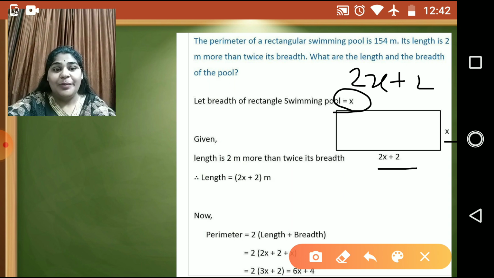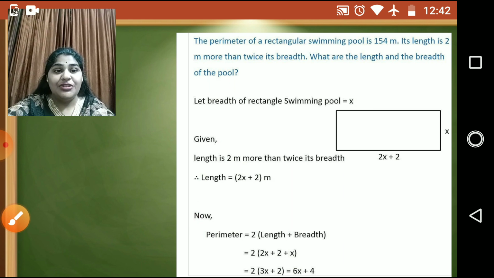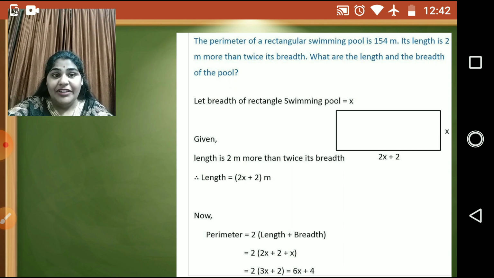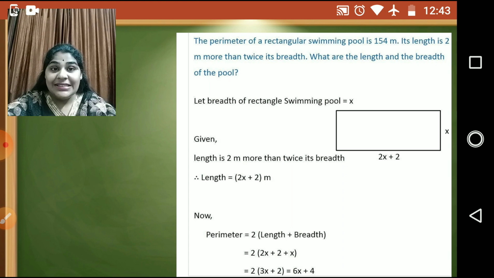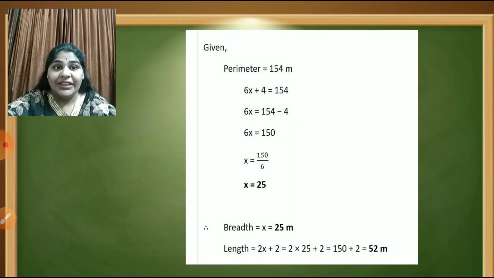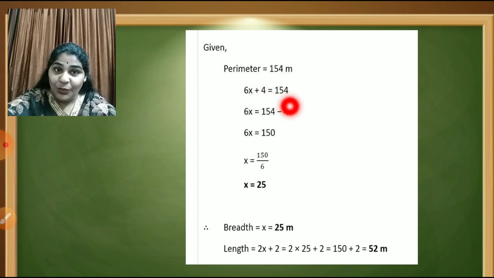So that is equal to the perimeter. Now here you can see perimeter is equal to 2 into length plus breadth. Substitute the values. Length is 2x plus 2 and breadth is x. When we open the bracket, children, 2x plus x will be 3x, and plus 2 as it is. Now 2 multiplied by 3x is 6x and 2 multiplied by 2 is 4. So we got 6x plus 4. Now further solving, the perimeter is equal to 154, so 6x plus 4 is equal to 154.